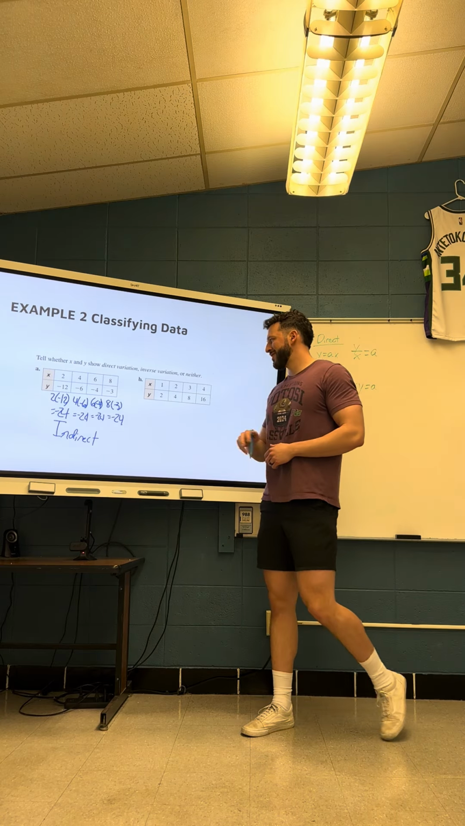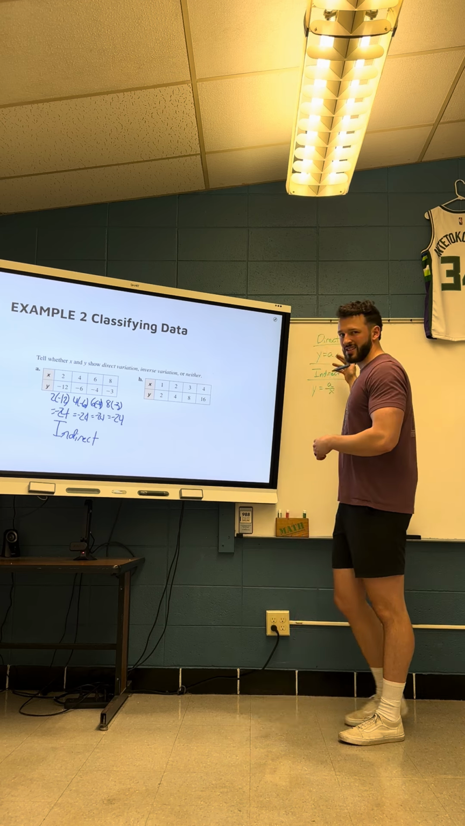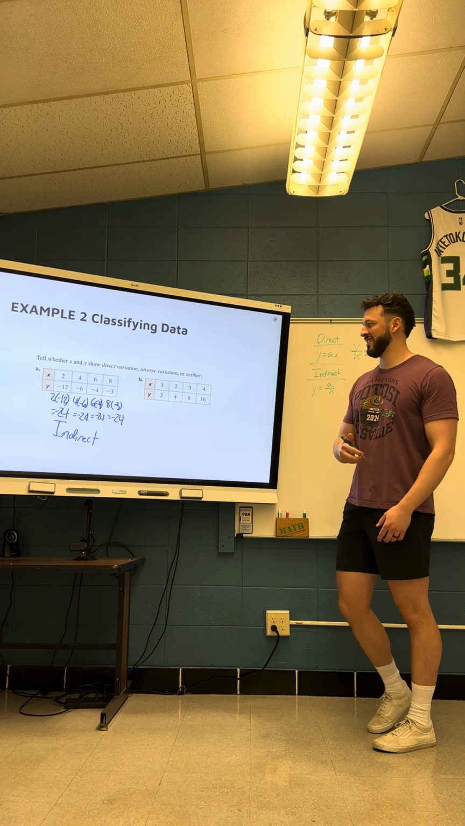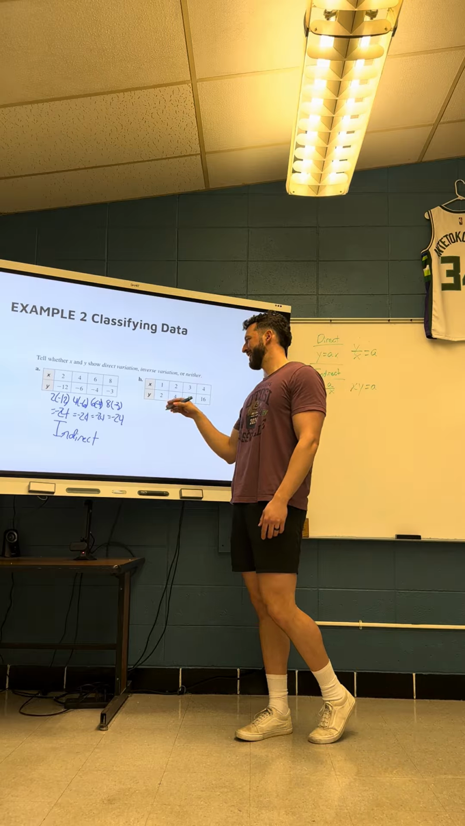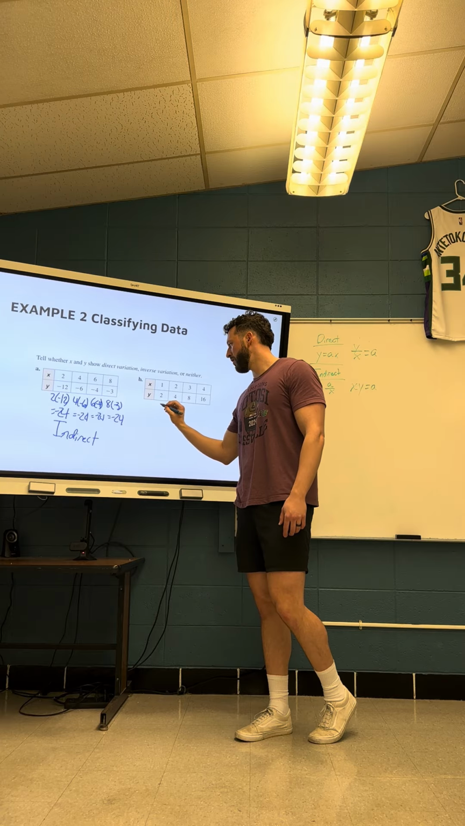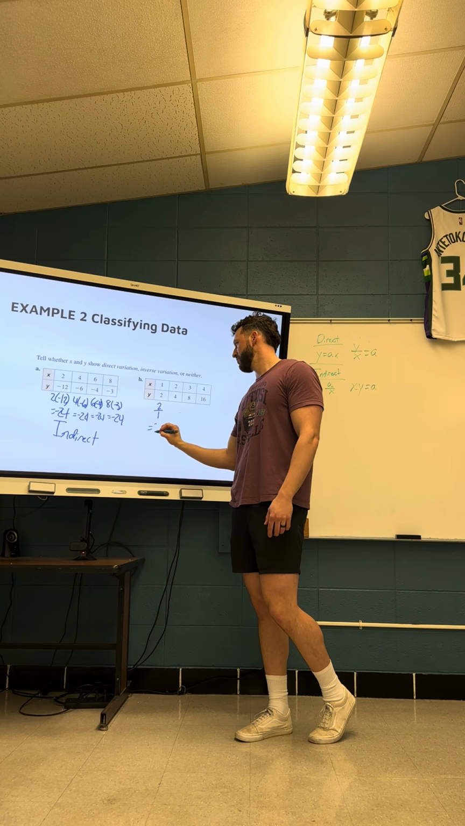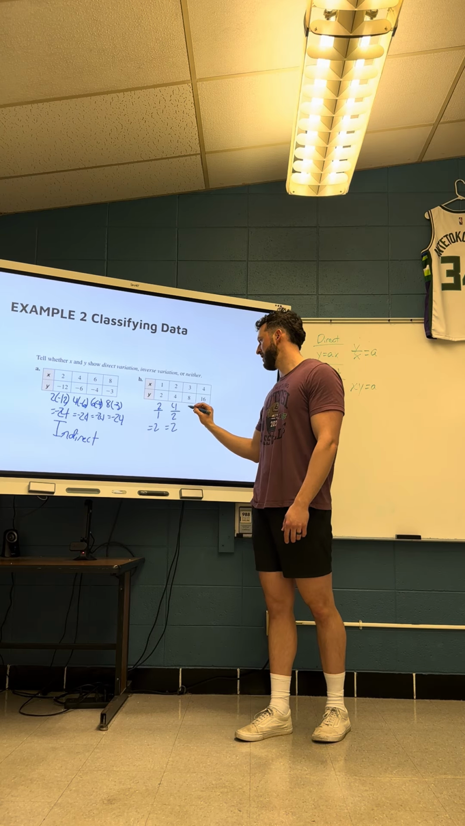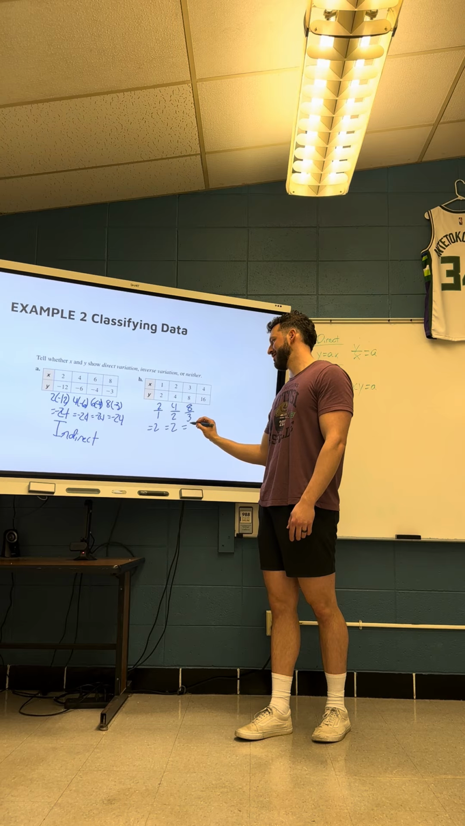Now the second one, we're again going to test direct first. If it's not direct, then we're going to test indirect. If it's not indirect, then it's neither. So again, direct is going to be 2 divided by 1, which is 2. 4 divided by 2, which is 2. 8 divided by 3, which is 8/3.